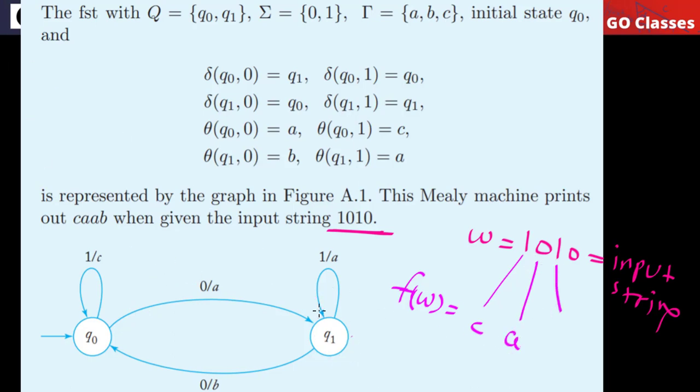Now you are in state Q1. In state Q1, if you read 1, then the output produced is A. Now you will go to state Q1. In state Q1, if you read 0, then the output produced is B. So this Mealy machine will print C, A, A, B for this input string. So this is the idea of a Mealy machine.